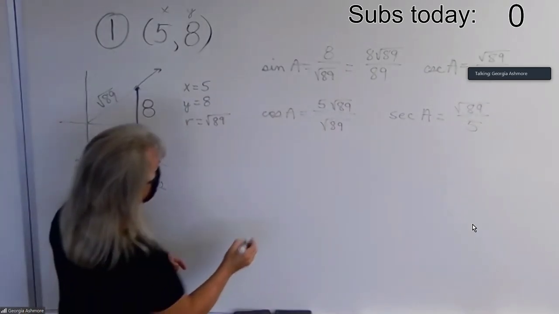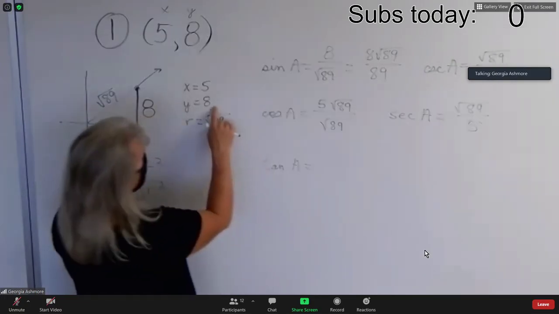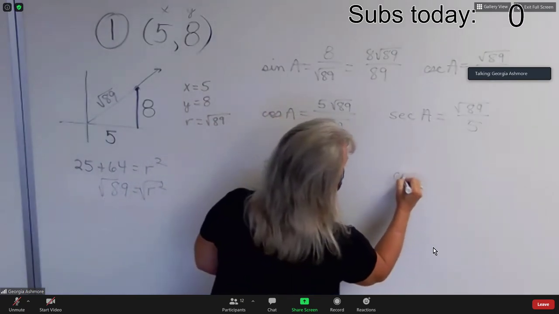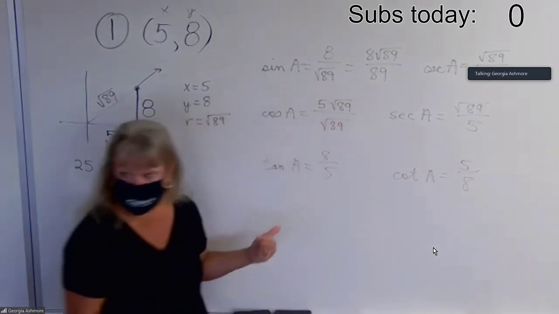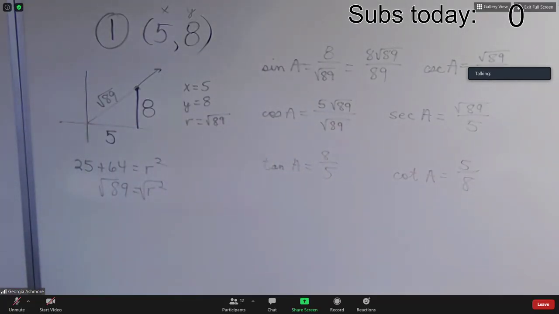And what's left? Tan and cotan. So tan is Y over X, that'd be 8 over 5. Cotan, 5 over 8. And this is why I don't like this, because this side's having trouble seeing it. You can't see through me. That's why this thing is better.